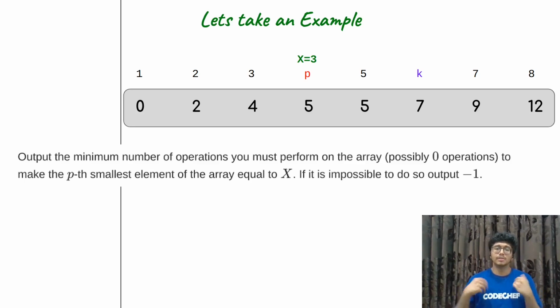Now if you see, why did we sort the array? Because we have been told to work with the pth smallest element and the kth smallest element, right? That is the reason we would be sorting the array. So in short, we want to get the value of x at the position p of our array, right?